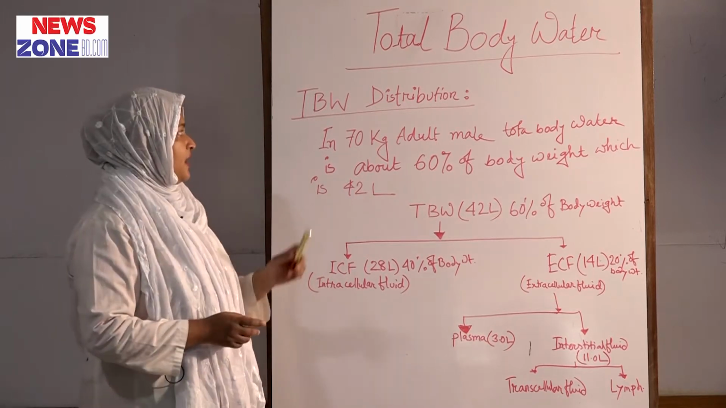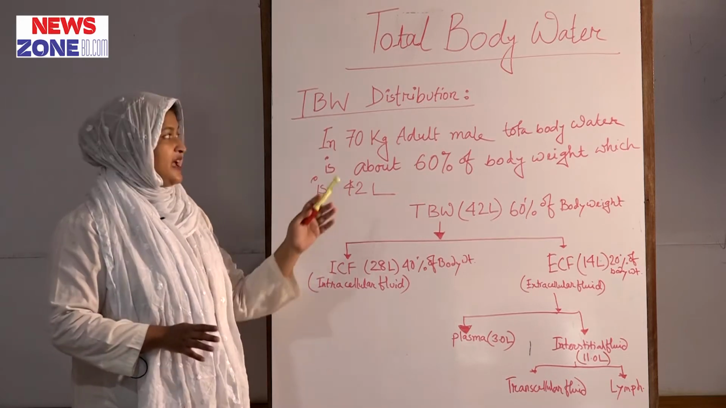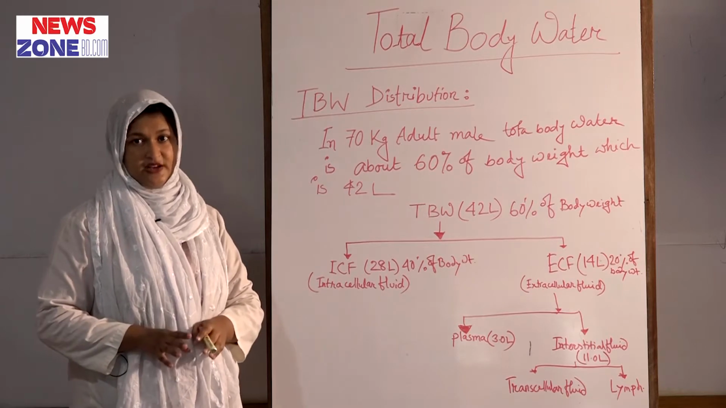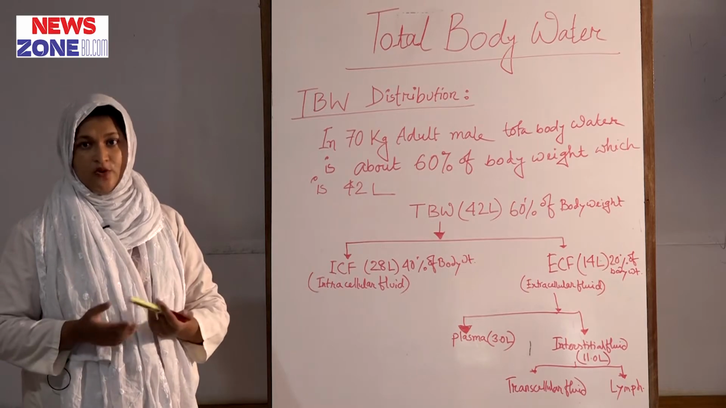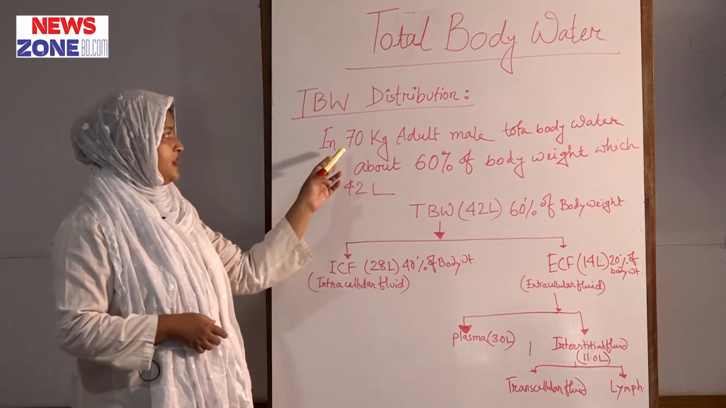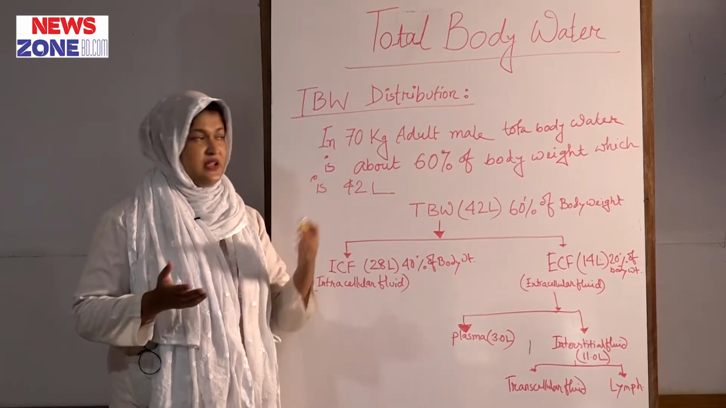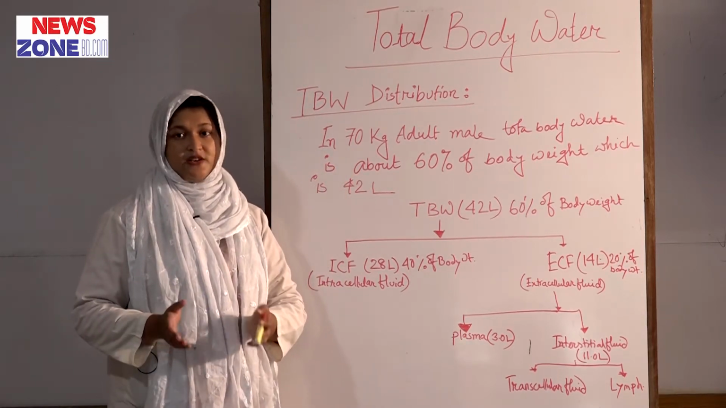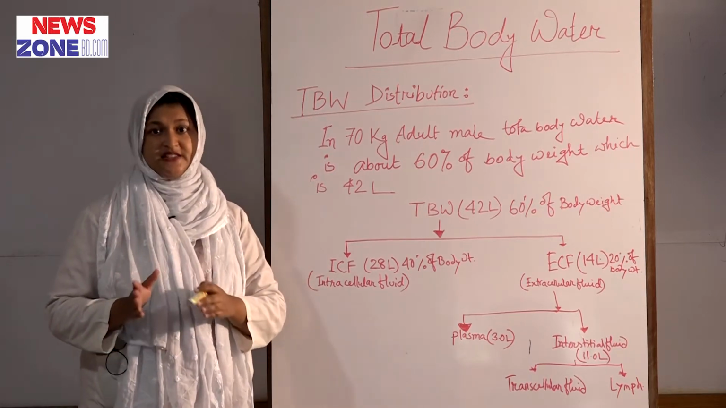If we think of a 70 kg adult male, then in case of a 70 kg adult male, total body water is about 60% of body weight, which is 42 liter. How do we find out this liter result? Normally, any calculating kg, it may be 70 kg, it may be 80 kg, it may be 100 kg adult male, but always total body water is fixed in case of adult male, that is 60%.